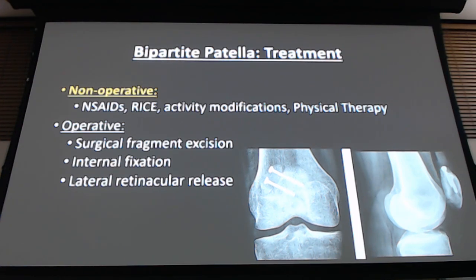Internal fixation is reserved for when you don't want to take it out because you feel like it's going to destabilize that extensor mechanism, right? That's what we're talking about. So then you fire two screws to basically anchor it down to the other piece.